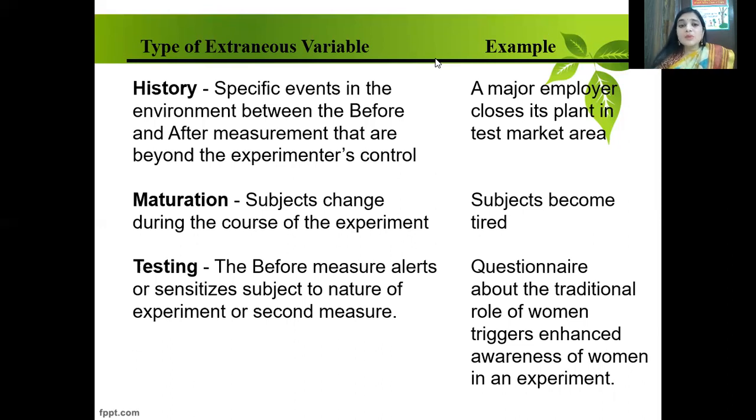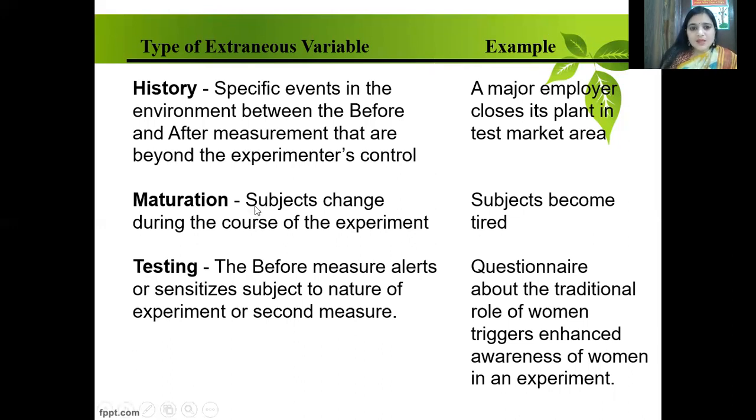Or maybe suppose a brokerage firm is conducting an experiment. If the stock market takes a steep drop just after the beginning of the experiment, this event may jeopardize the validity of the experiment, and this is actually called a history effect. So due to the history effect also, we get distorted results sometimes.